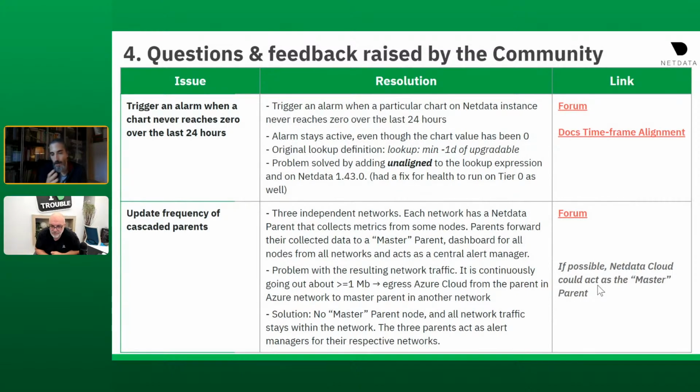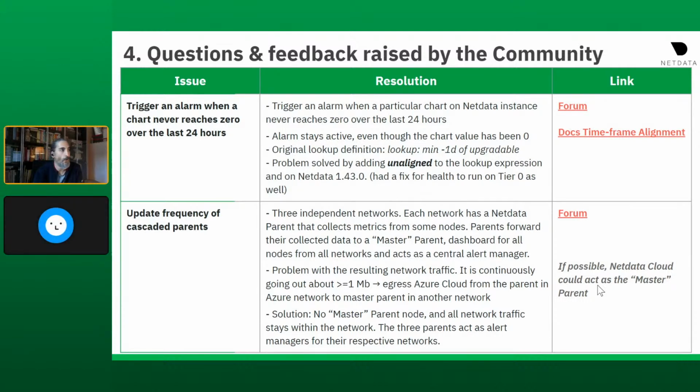So this is just a scraping of some existing questions and feedback that we saw on the community channel. So there was a user asking for a way for an alarm to trigger when a chart never reaches zero over a 24 hour period. As mentioned, it's a Netdata instance chart that should never reach zero for the last 24 hours. And the user started doing this with a lookup definition, just with mean minus 1 day of the chart. And this was not being correctly actioned, the alarm.